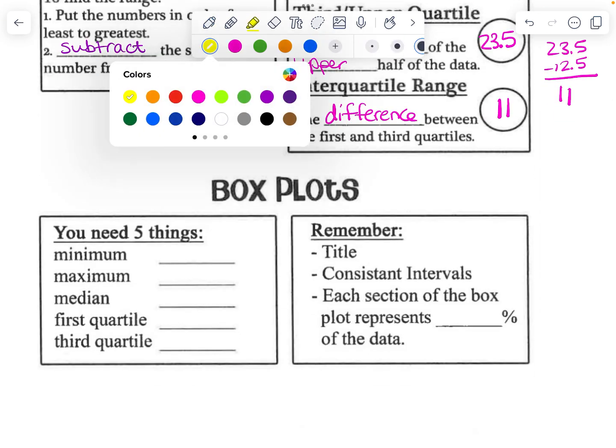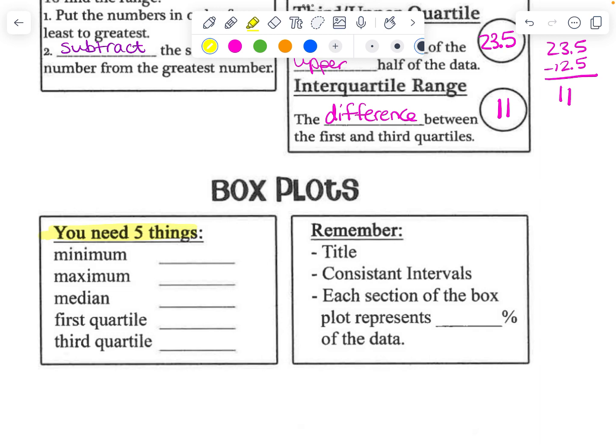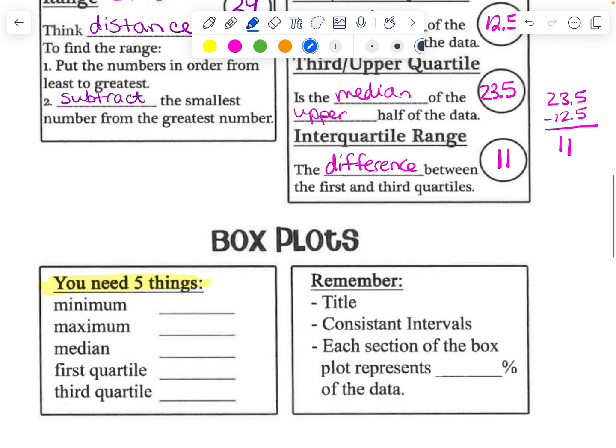Oops, I don't want the highlighter. I would like the pen. And then we'll go back to the last note we did. Well, we know the minimum and maximum, 27 and 3, right? And then the median of all of the data was 20.5 from last class.